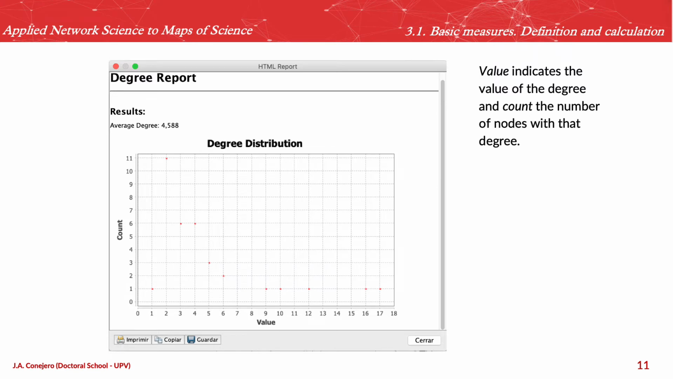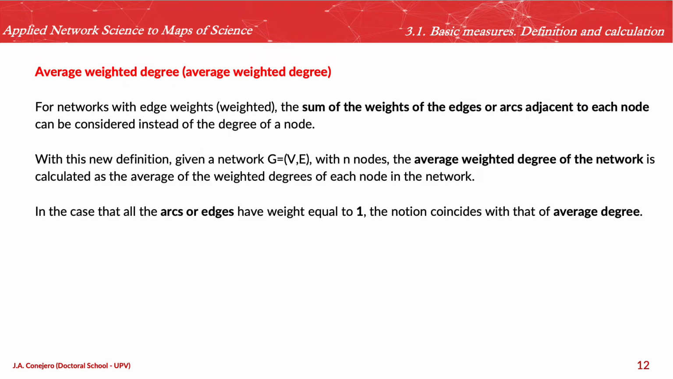The same that we have done for the average degree, we can compute for the average weighted degree. But this has to be considered when we have networks with weights on the edges. In this case, the degree of a node is computed as the sum of the weights of the edges adjacent to each node. In the trivial case where no weights are assigned, we assign a weight of one, and it coincides with the degree.